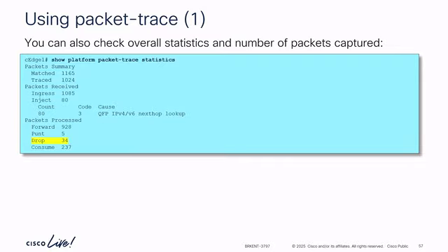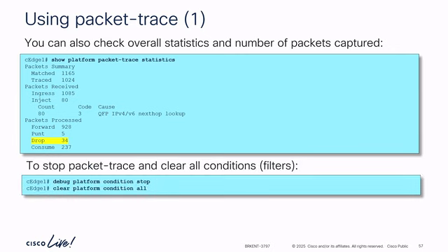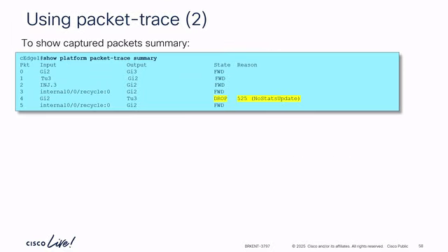You can check statistics, and certainly in the overall statistics, it will tell you how many packets were matching. Then you typically stop the tracing with the condition stop command, and you can clear all conditions, so you can define them again for a new attempt. In the summary output, it will tell you which packets are matching, and in summary states if we are forwarded or not, and usually a reason if we are not forwarded.